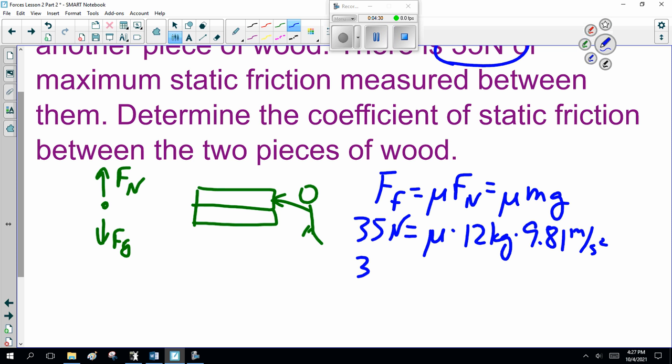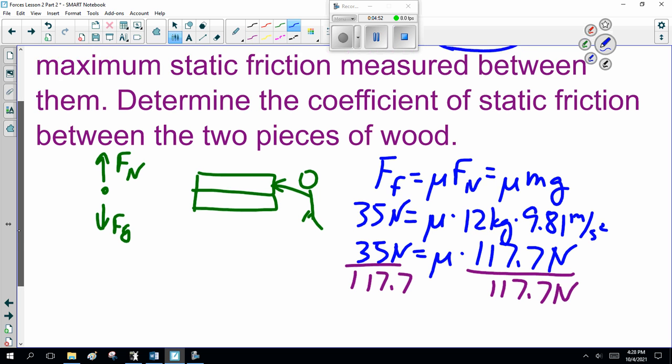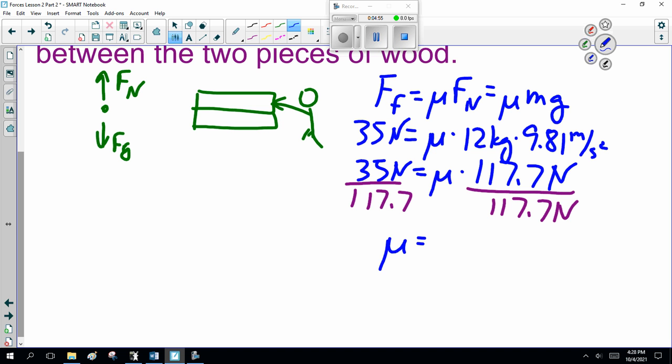Now, that's 35 newtons equals mu times 12 times 9.81. I got 117.7. All right? So how do I get rid of times 117.7? Divide both sides by 117.7. So mu, the coefficient of friction, is 0.297. Notice it has no units, but that's moderately slippery.